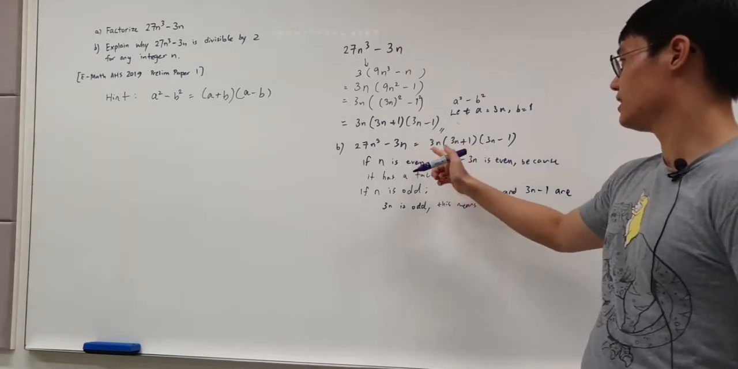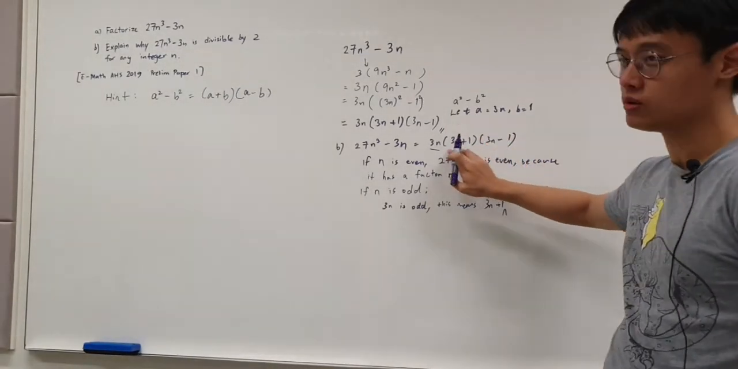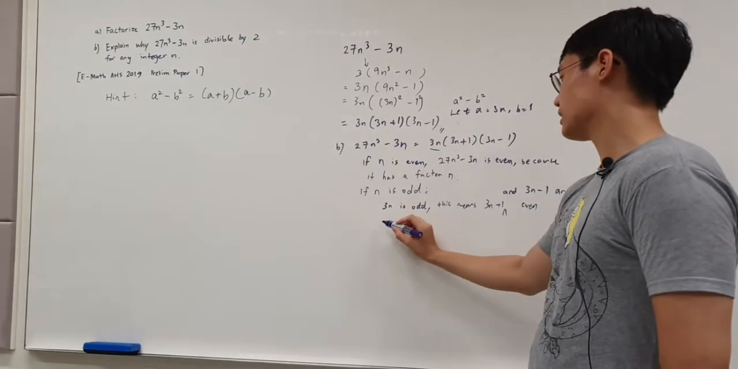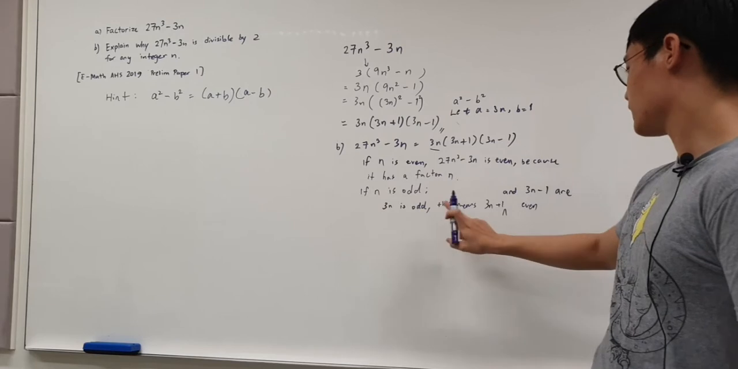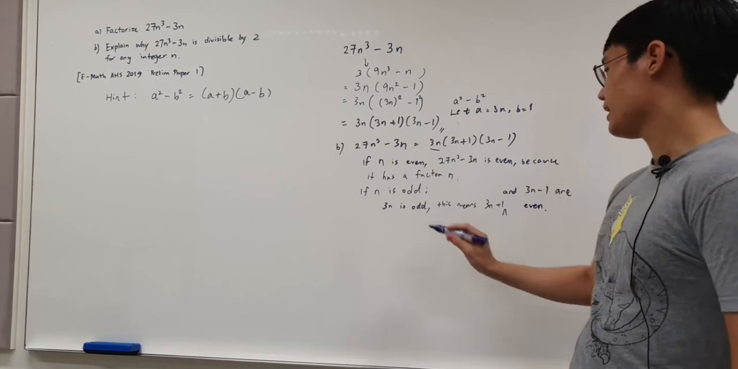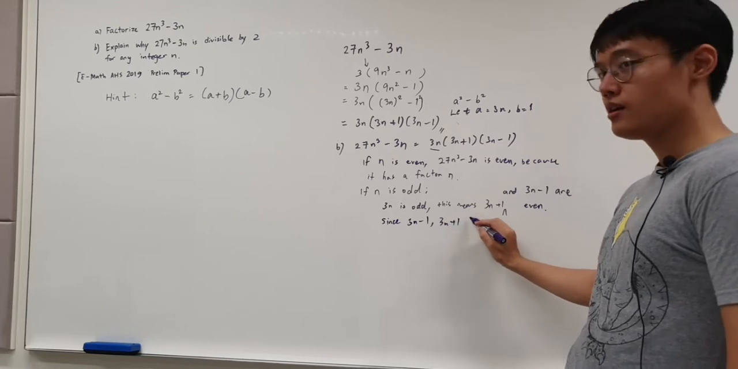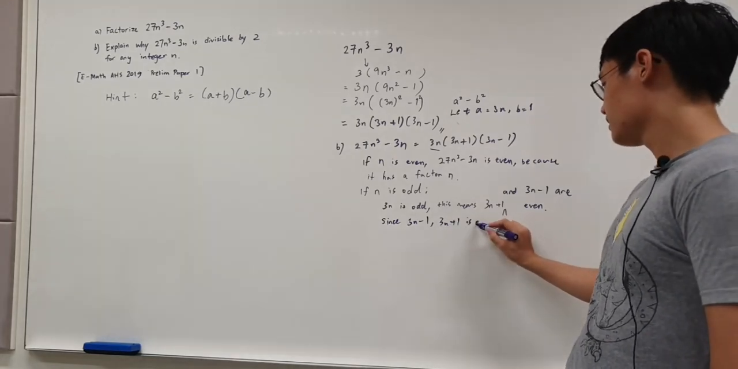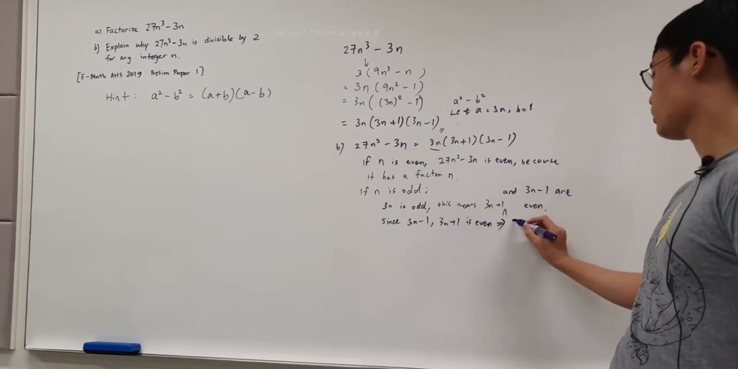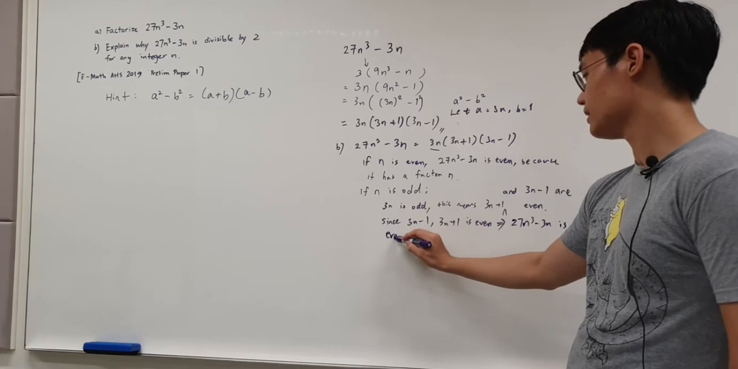And this means that given that these two are even, both of them can be divided by 2. And if both of them can be divided by 2, that means the whole expression can be divided by 2. And that's how we are going to prove it. So if 3n is odd, this means that 3n plus 1 and 3n minus 1 are even. And since 3n minus 1 and 3n plus 1 are divisible by 2, that means that 27n cubed minus 3n is divisible by 2 as well, and therefore is even.